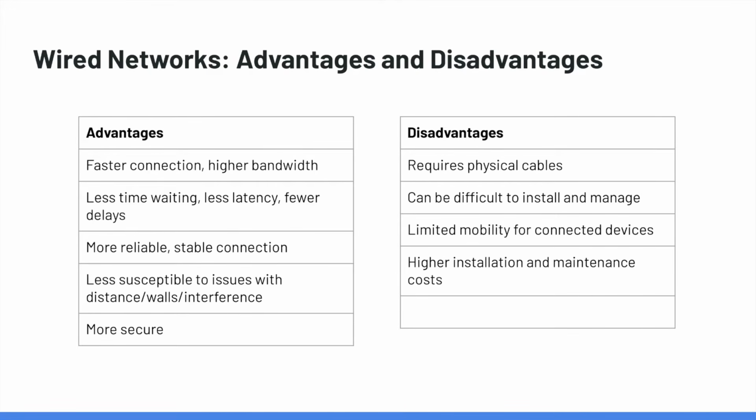Now, the first thing I want to talk about is wired networks. Wired networks are basically when we just have wires connecting different computers on a network. And there are some advantages to this. It tends to be quite fast. Wires can transmit data more quickly than wireless networks, which use radio waves. Less time waiting, fewer delays, it's more reliable.